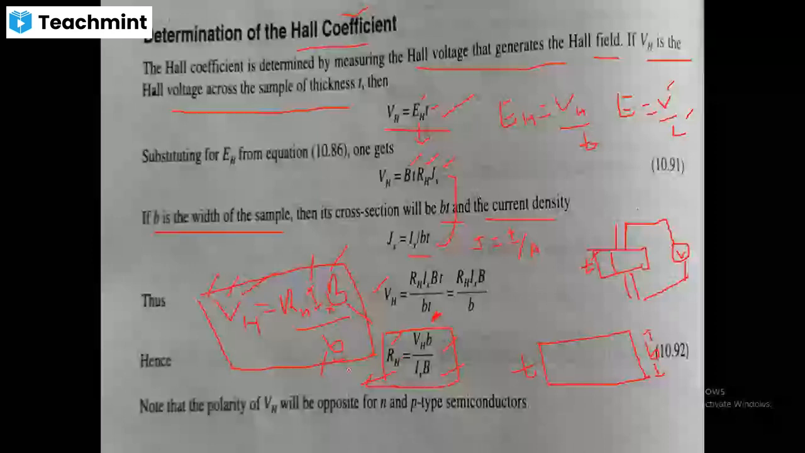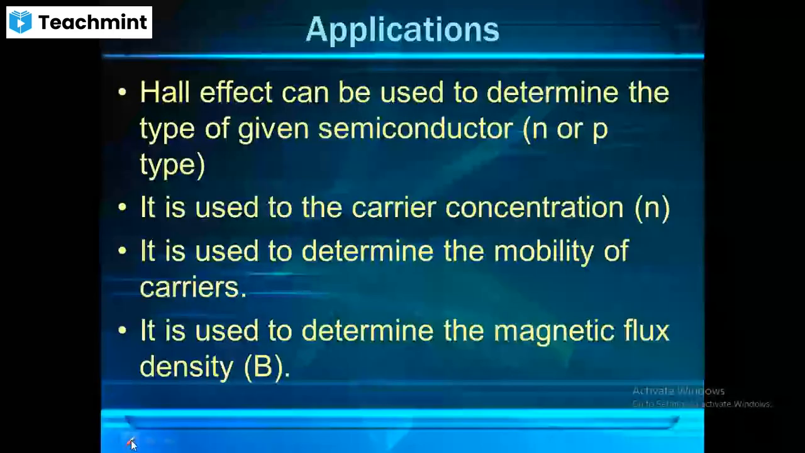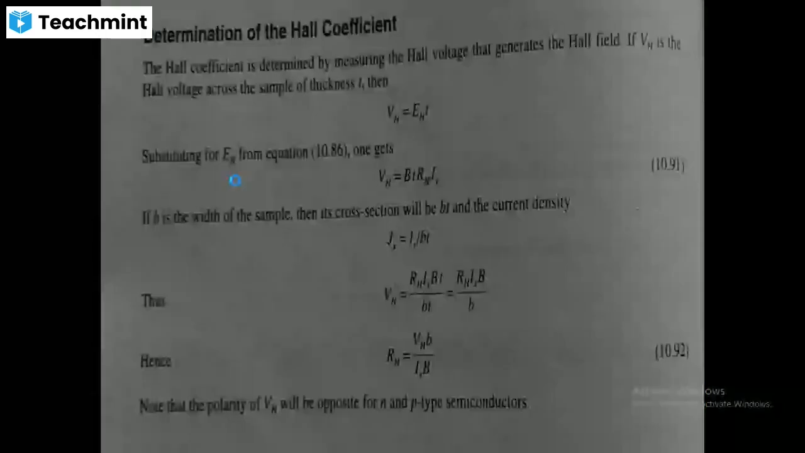And this is the expression for Hall voltage, right? Then what are the applications of this Hall effect? You can see there are many applications of Hall effect. Hall effect can be used to determine the type of the given semiconductor, whether the given semiconductor is of N type or P type. It is possible to identify using the Hall effect experiment.